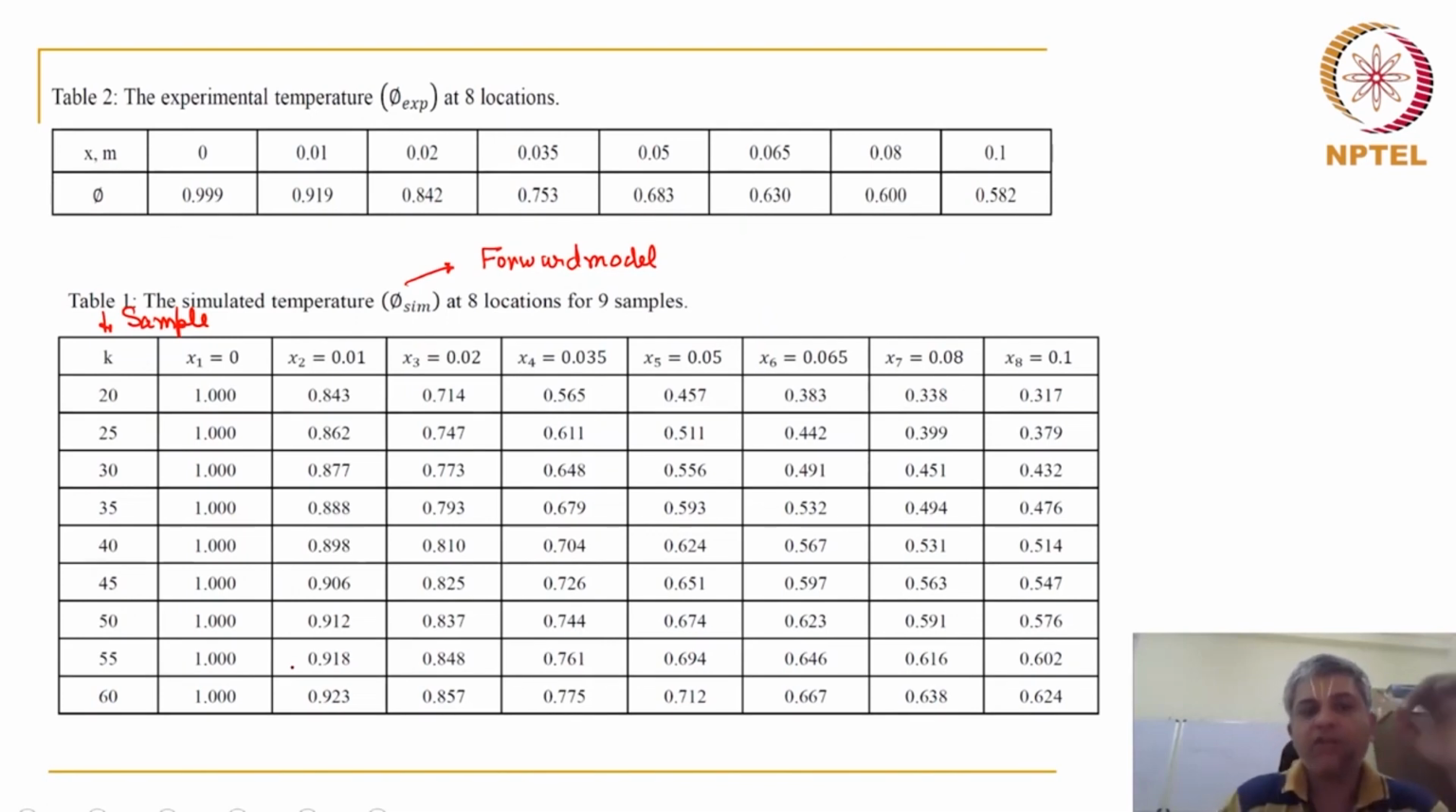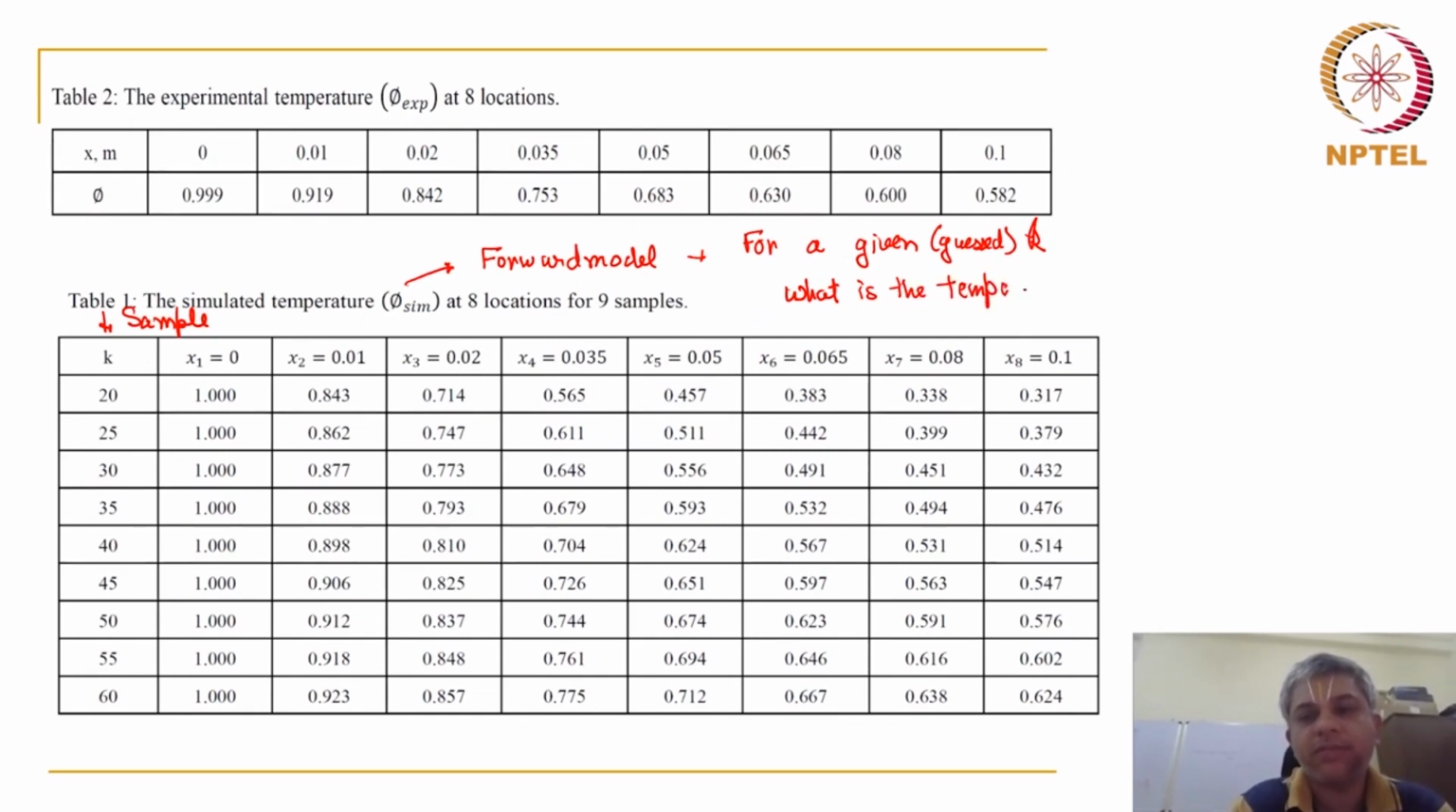And what is that place? For a given guessed k, what is the temperature? Philosophically, this is very much like how we are doing neural networks also. For a given guess of k, what is the temperature distribution? And then that temperature distribution is used in the usual Bayesian process.